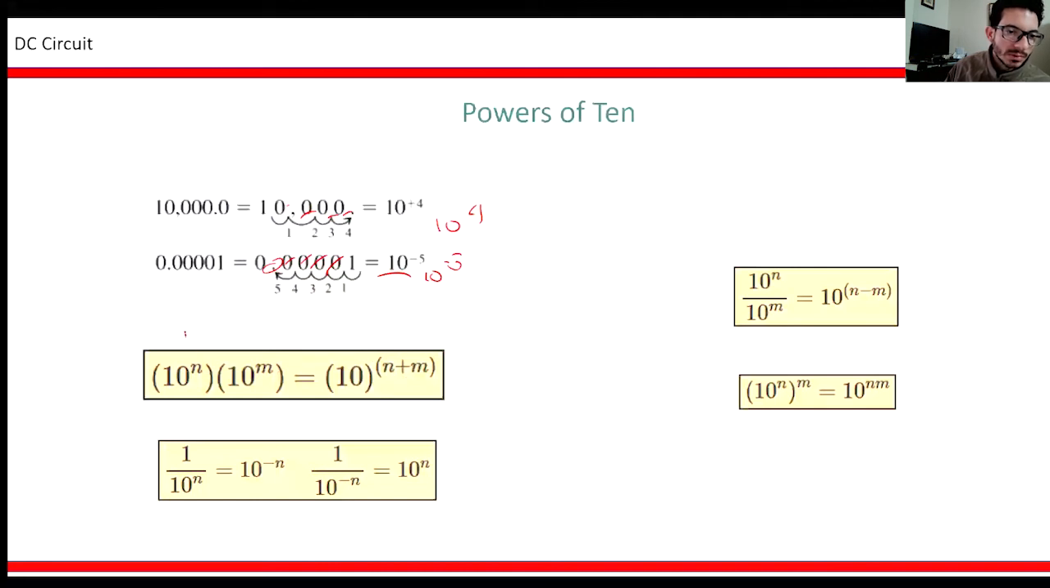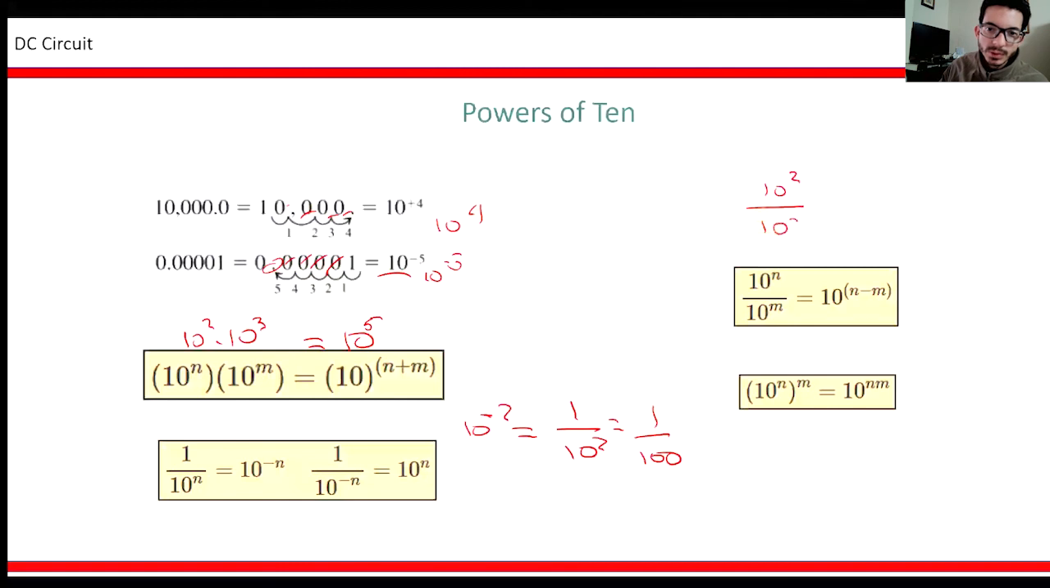In other words, if you have 10 to the second power times 10 to the third power, this is 10 to the 2 plus 3, which is 5. Okay, and then also 10 to the negative 2 is equal to 1 over 10 to the 2, or 1 over 100. And evidently, if you have 10 to the 2 over 10 to the 3, you can subtract, which is 10 to the 2 minus 3 equals 10 to the negative 1.